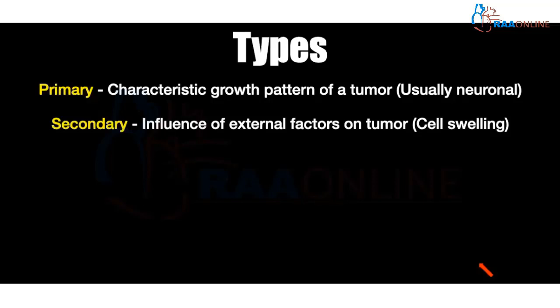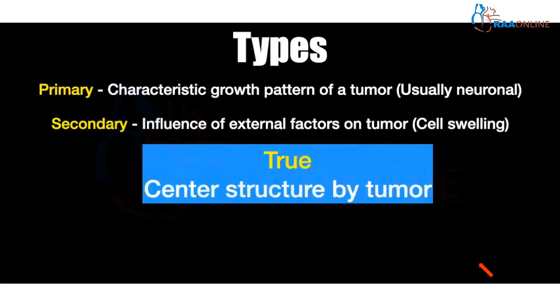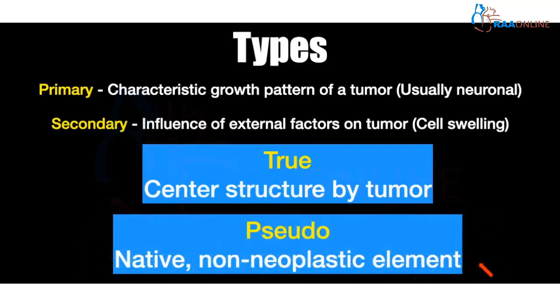For example, cell swelling, where the nuclei are pushed to the periphery and the cytoplasm is spreading centripetally, so that it will give you a pseudo-rosette appearance. But in pathology, the true classification which we have to follow is true rosettes and pseudo-rosettes. In a true rosette, the central structure is formed by the tumor, whereas in a pseudo-rosette, the central structure shows a native non-neoplastic element. This is very essential to remember.